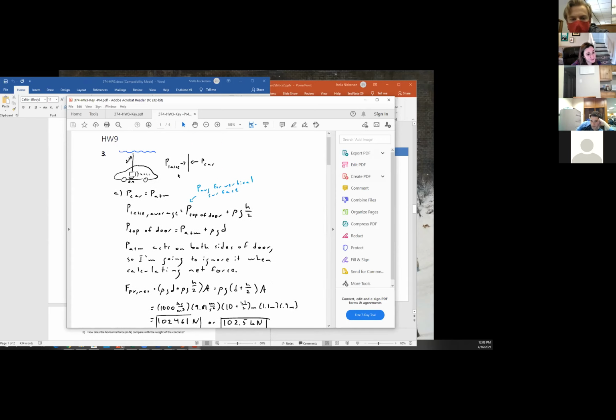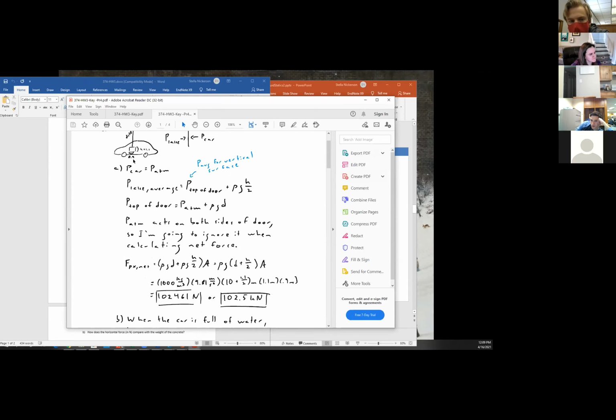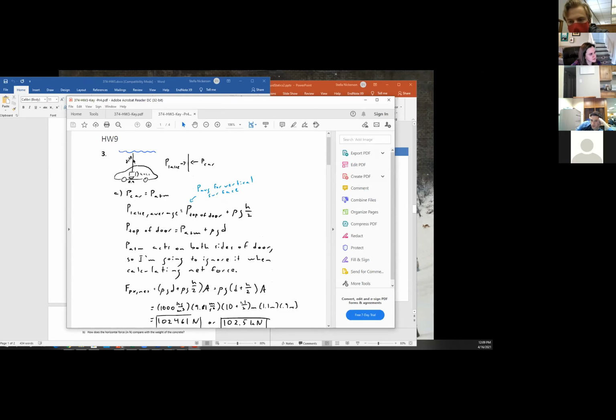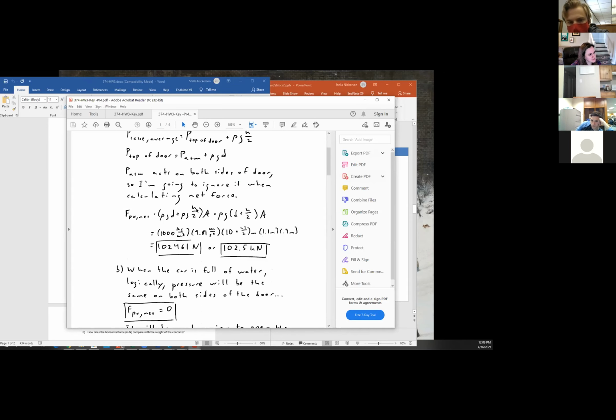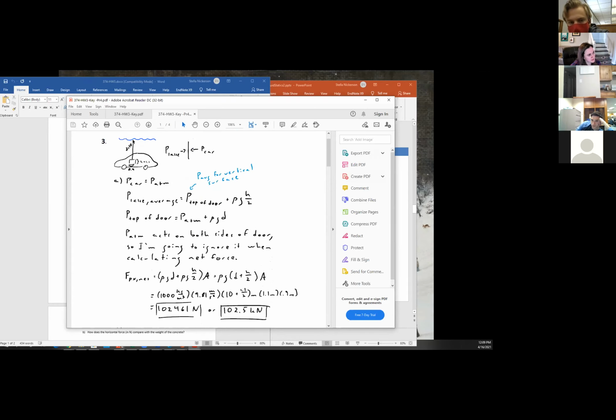So that means that P atmosphere cancels out on both sides, but this rho gH doesn't. And so rho gh over 2 plus rho gD. This is the pressure that comes from being 10 feet under, rho gD. And then I added 1/2 rho gh, which is the pressure that comes from going down across the rectangle, and multiplied it by the area to get the force.